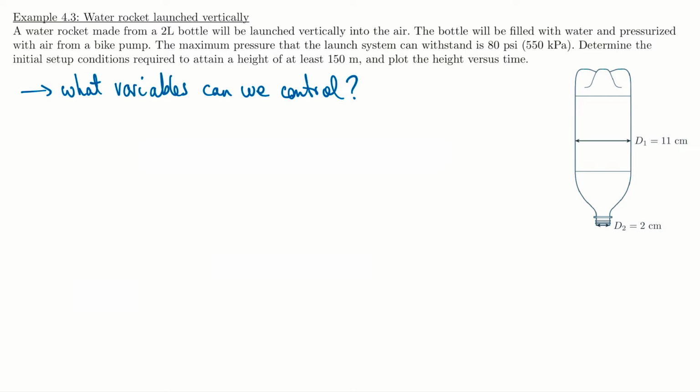And then we're also going to pressurize it with air from a bike pump. We've got a limit there, 80 PSI. We probably don't want to go right up to that limit, so we get to decide how much we pressurize it. I'll write the amount of water as the initial mass of water, and the initial pressure, where for the initial values I'm going to put this subscript 0 on those, so we know that that's the initial value. Now we're basically going to walk through this calculation and figure out what those values need to be to give us the height that we want.